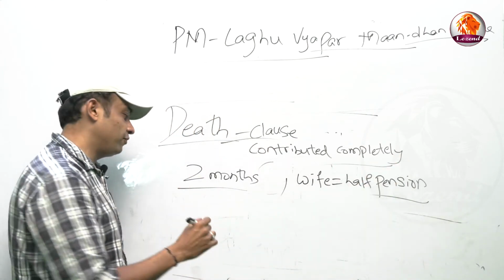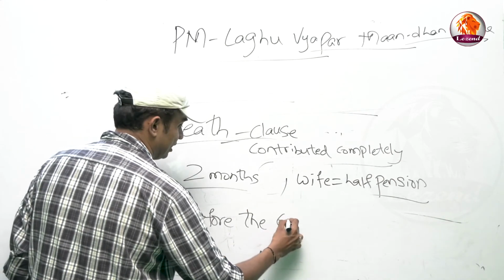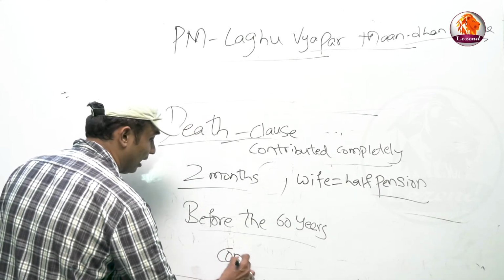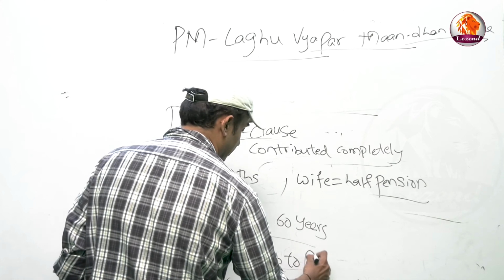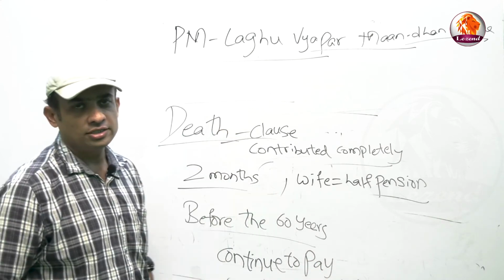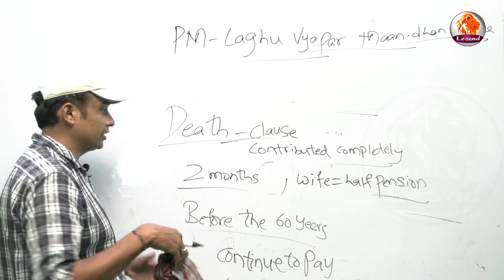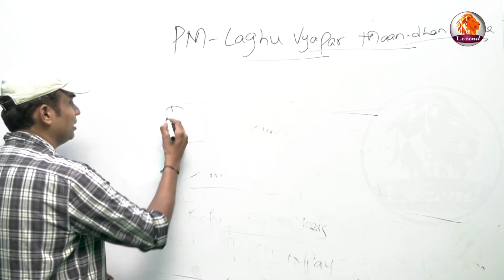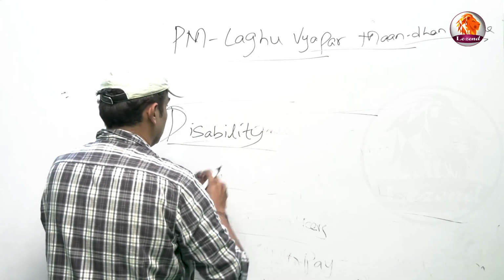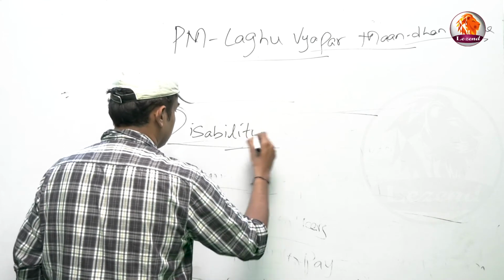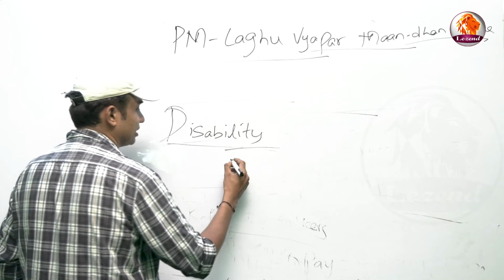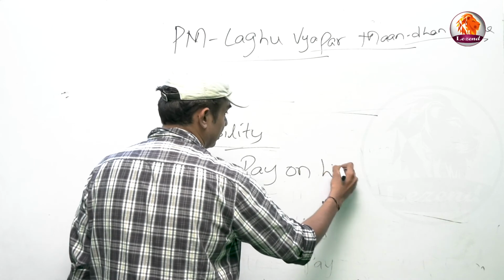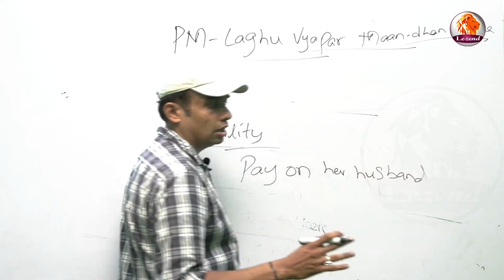And if he has died before the term, before 60 years, his wife can continue to pay on his behalf, and she can run the scheme in his name. One more clause, the disability clause. Here also, in the disability clause, his wife can join and run the scheme. She can pay on behalf of her husband and stay in the scheme.